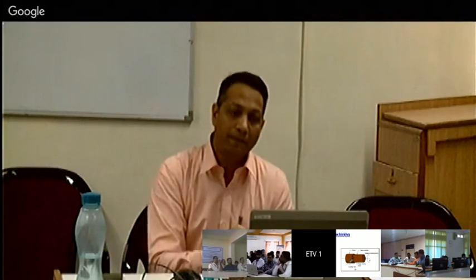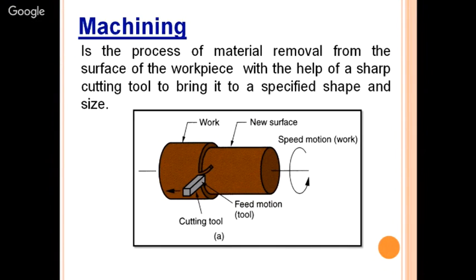Now coming to machining, what is machining? We know what machining is. It is the process of removal of metal from the surface of the workpiece with the help of a cutting tool. The cutting tool may be a single point cutting tool or a multi-point cutting tool. The multi-point cutting tool is called a cutter. Otherwise, it is called a single point cutting tool. So it is the process by which we remove metal from the surface of the workpiece with the help of a single point or multi-point cutting tool to bring it into a specified shape and size. I have demonstrated it with the help of a lathe machine, the lathe machining process, lathe operation, turning operation.